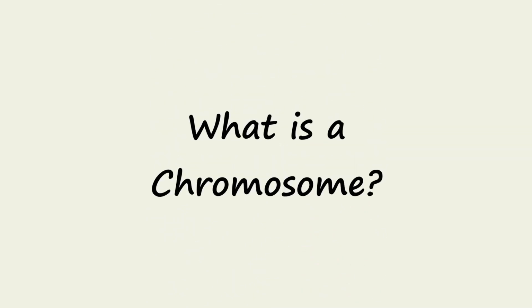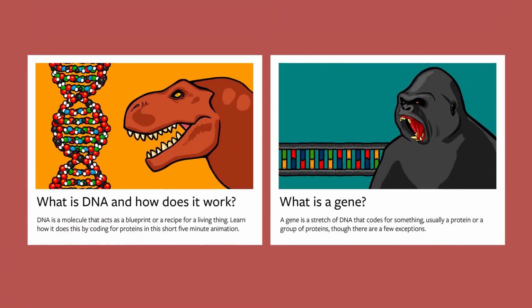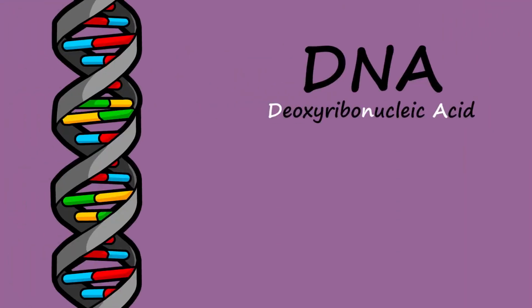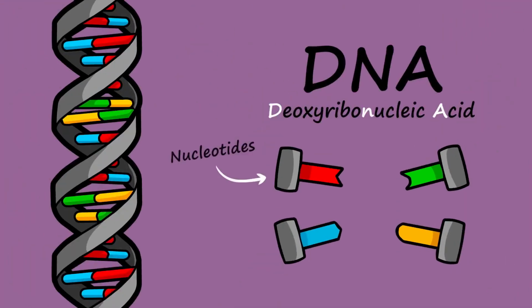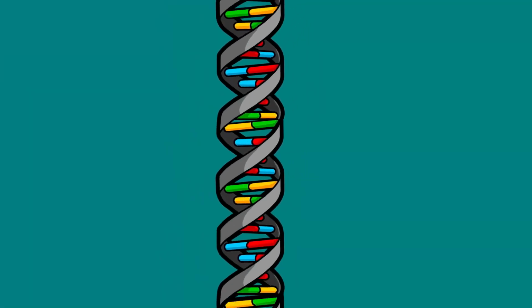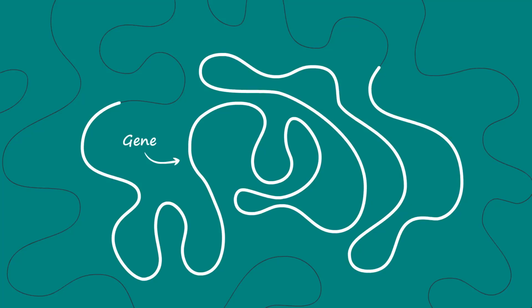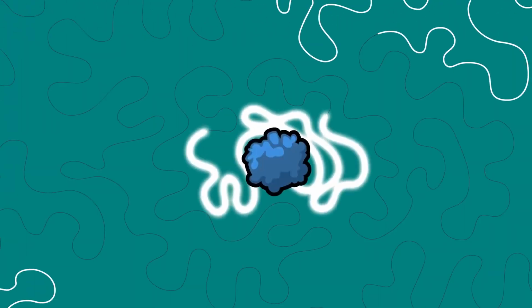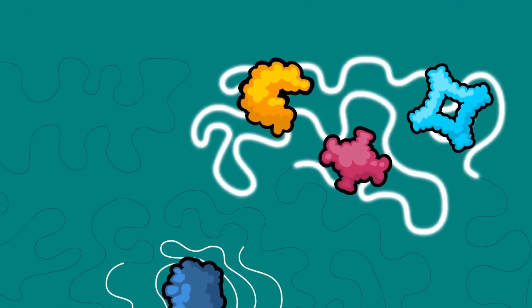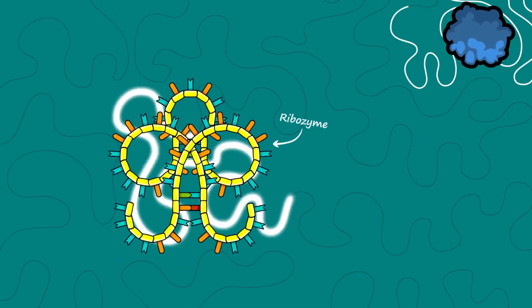What is a chromosome? In previous animations, we learned that DNA is a spiraling chain-like molecule made up of 4 different types of nucleotides. Scientists have labeled them A, C, T, and G. We also learned that a gene is a long stretch of DNA, a specific sequence of A's, C's, T's, and G's that code for something. What does a gene code for? Usually a protein, or a group of proteins, though there are a few exceptions.